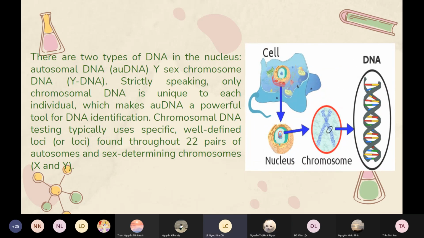As we see in the picture, there are two types of DNA in the nucleus: autosomal DNA and X-Y sex chromosome DNA. Strictly speaking, only chromosomal DNA is unique to each individual, which makes our DNA a powerful tool for DNA identification. Chromosomal DNA testing typically uses specific, well-defined loci. We can also call them loci, for the 22 pairs of autosomes and the sex determining chromosomes X and Y.